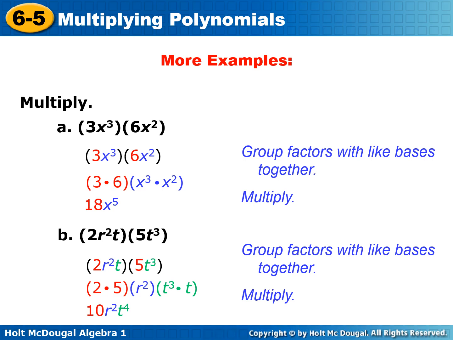And then let's proceed with t. When we proceed with t, we have here t from the first monomial and t cubed from the second monomial. So we multiply them, we keep the base, and we add the exponents. So basically our final answer would be 10 r squared and t to the power of 4. I mean 10 r squared t to the power of 4.